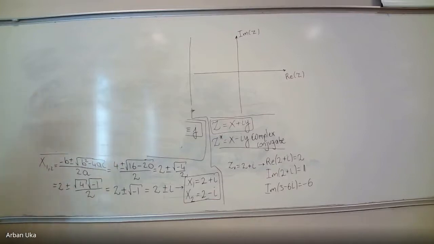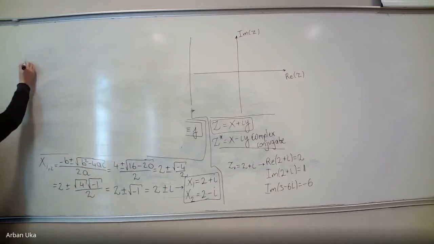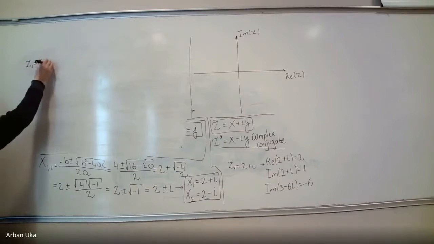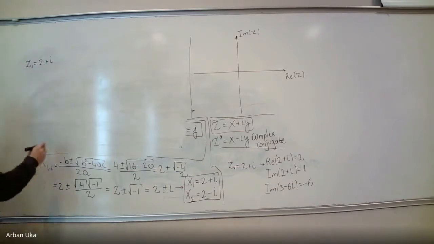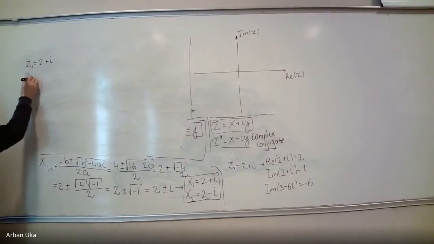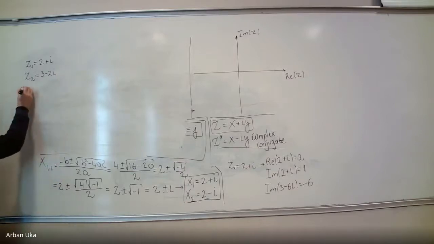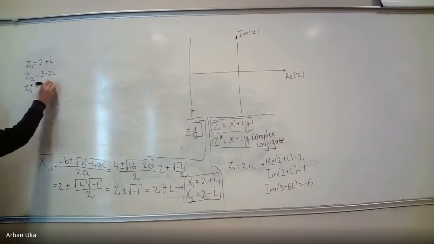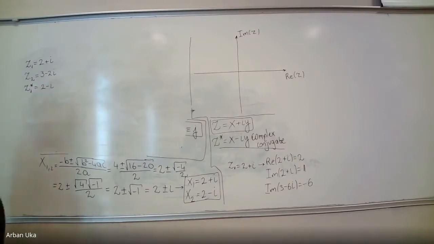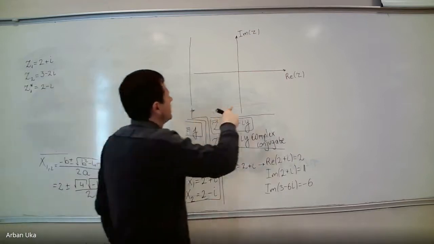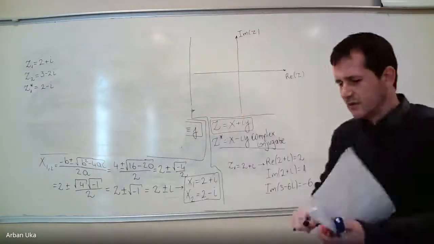So let's write here z1, let z1 be a complex number which is equal to 2 plus i. And let's come up with another complex number, z2, which is equal to 3 minus 2i. We can also write down here z1 complex conjugate, which is equal to 2 minus i. Now that we have these three complex numbers, let's try to plot them here. Let's do this first.